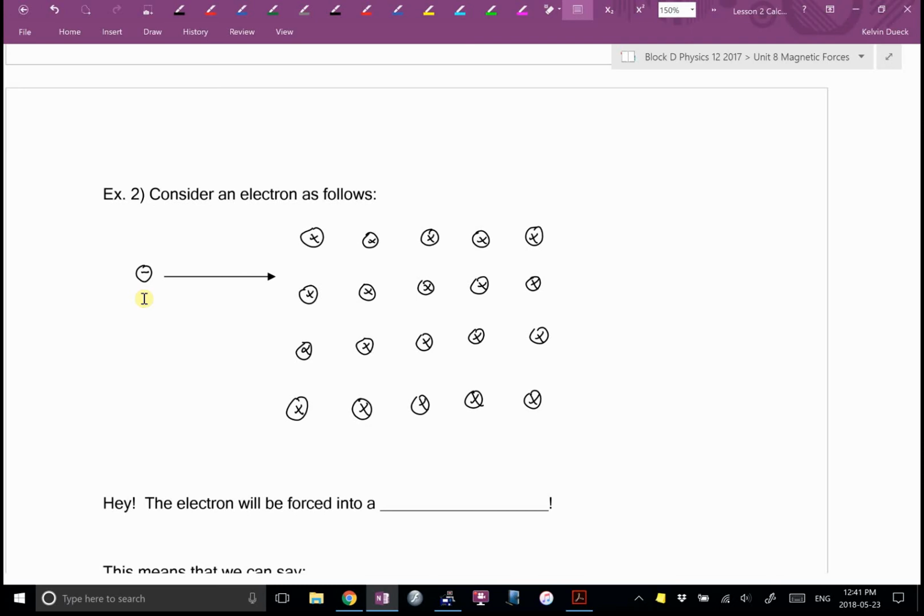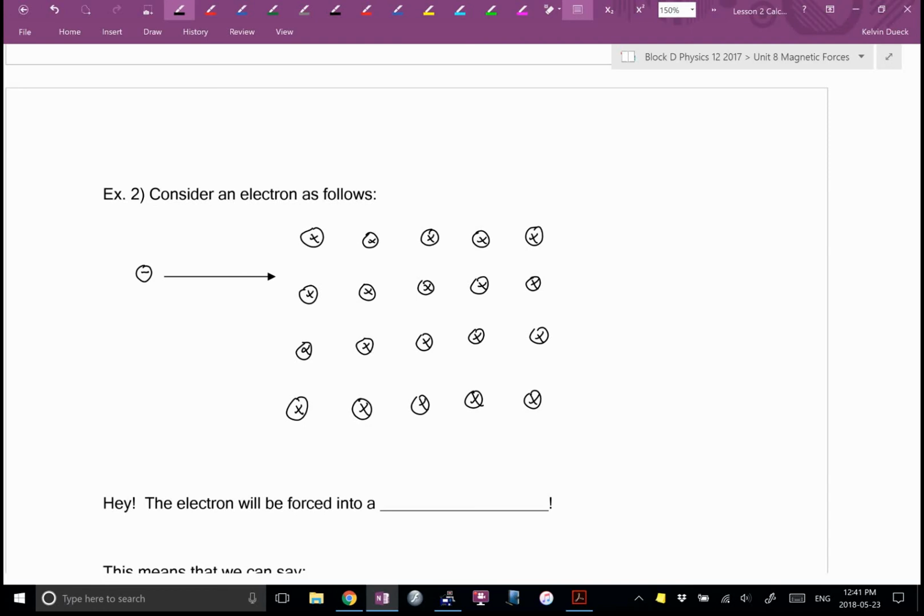Okay. What shape is the Large Hadron Collider when you've looked at it from above? Why is it a circle? Why are almost all particle accelerators a circle? Consider an electron as follows. Which way is this electron moving? To the right. Now, our right-hand rule does not work for electrons. An electron moving to the right is the same as a proton moving which way?